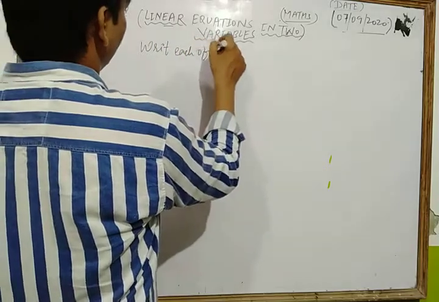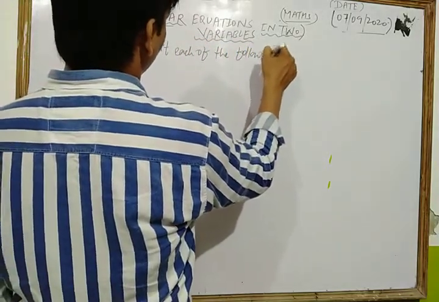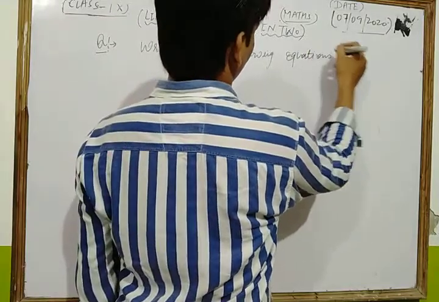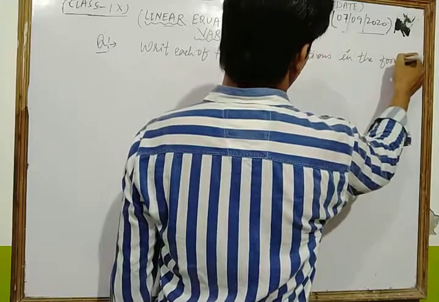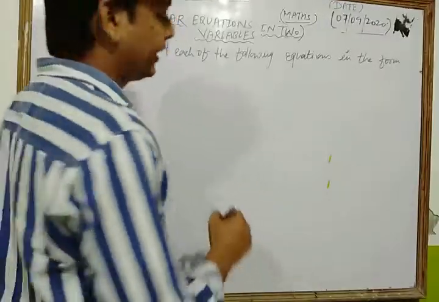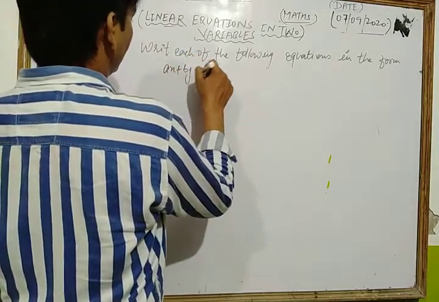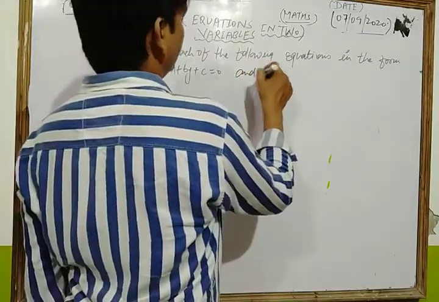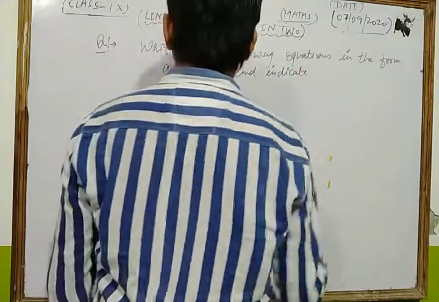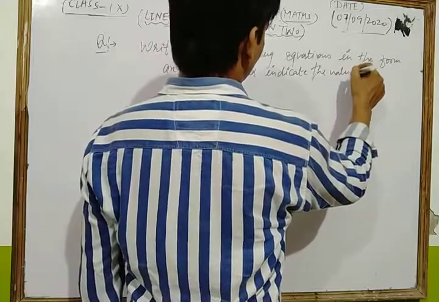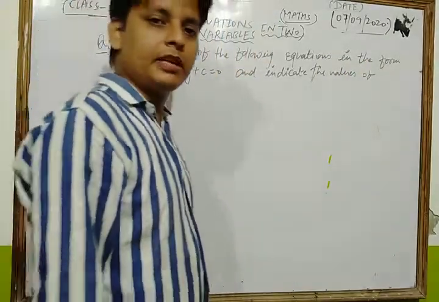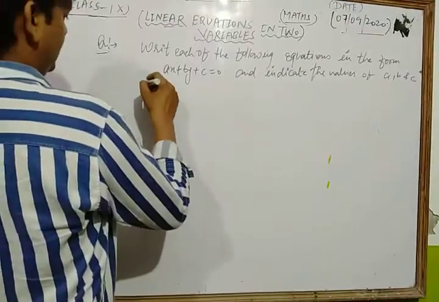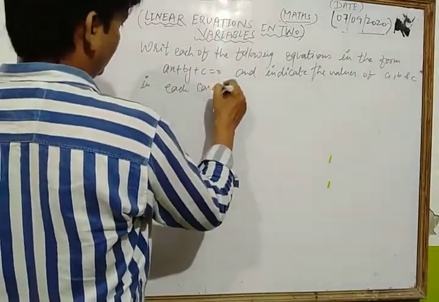Write each of the following equations in the form ax plus by plus c is equal to 0, and indicate the values of a, b and c in each case.